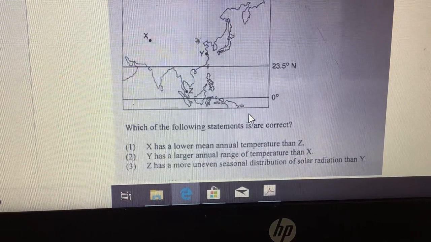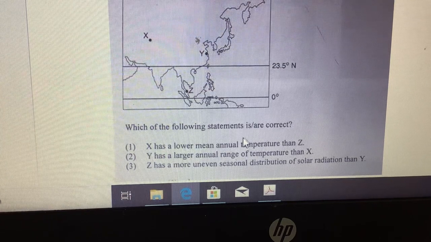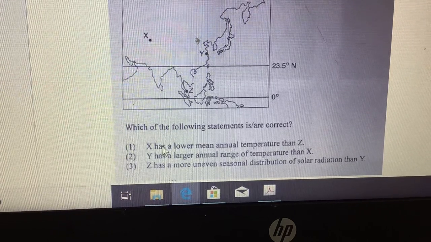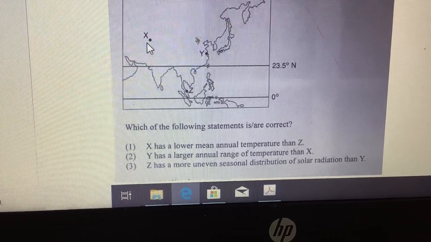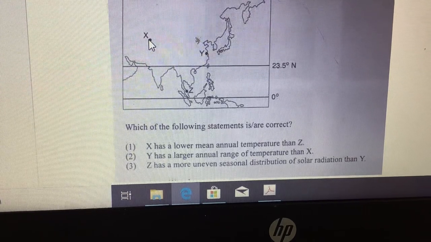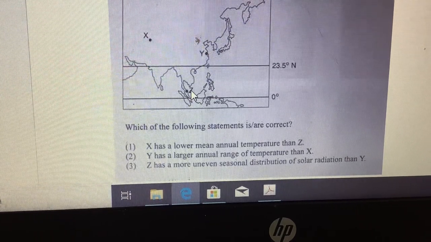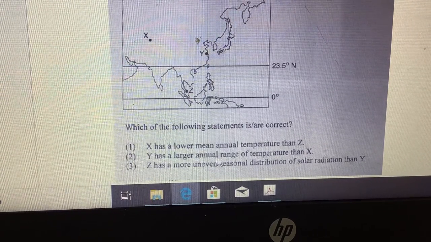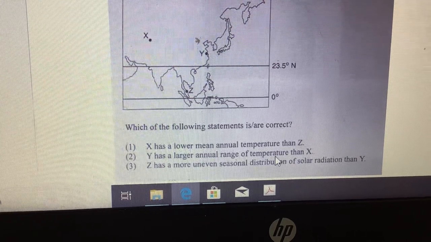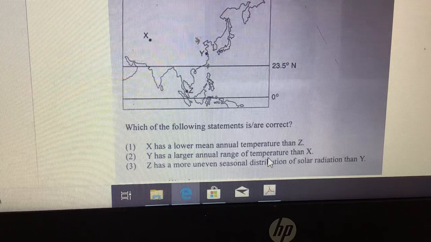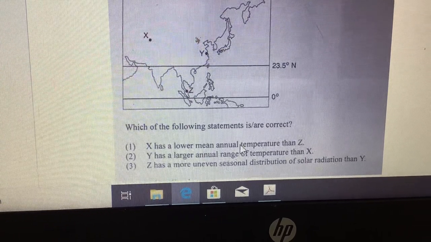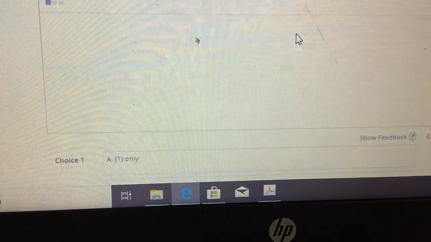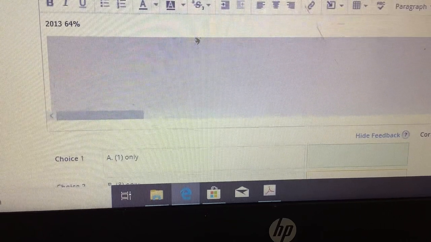And then number one, lower mean annual temperature. Oh, this one is right, because higher latitude will have lower temperature. Okay, I spoke too fast. So X has a lower temperature than Z. This one is right. And number two is also wrong. So number two and number three are wrong. So number one only. Check out the answer. Yes, number one only.